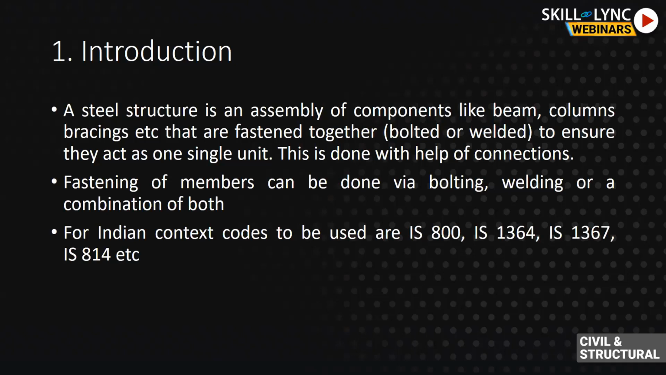the design code for steel structures, IS 1364, which is the code for the connection bolts. IS 1367 caters to the supply conditions of these bolts that a supplier has to adhere to, and IS 814 is a code which will be applicable to the welded connections for selection of the electrodes.